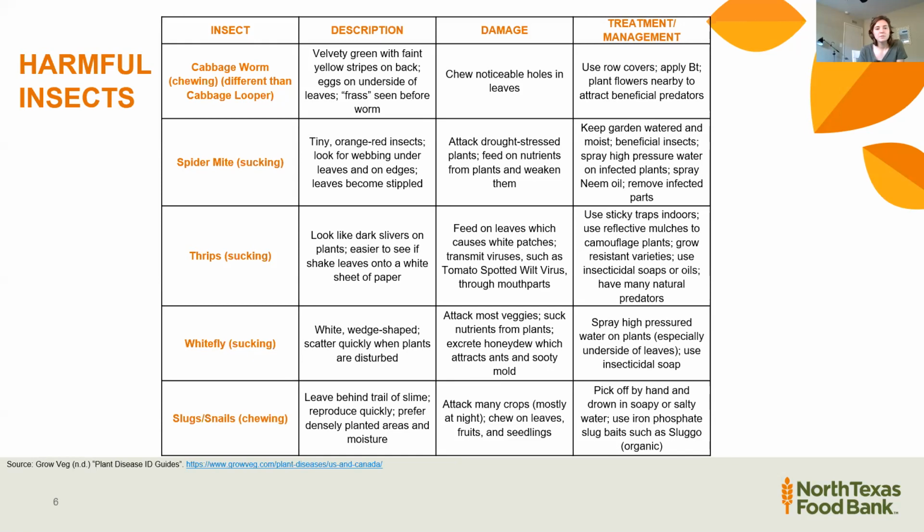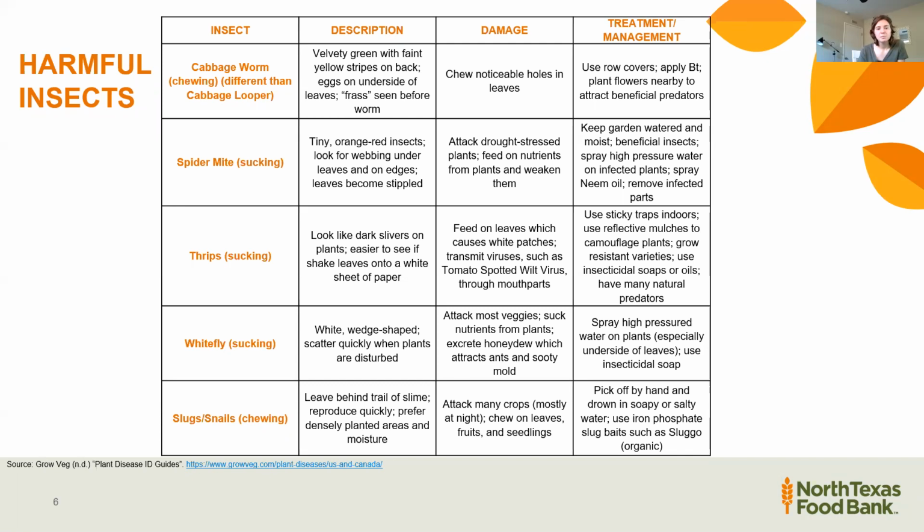Okay, so a cabbage worm, same thing. It is a chewing insect, and you can kind of tell they have green bodies, and they have certain markings on them as well. They'll leave behind their noticeable chew marks.